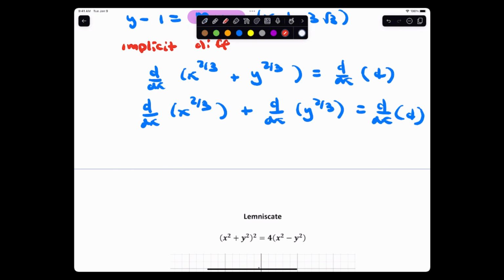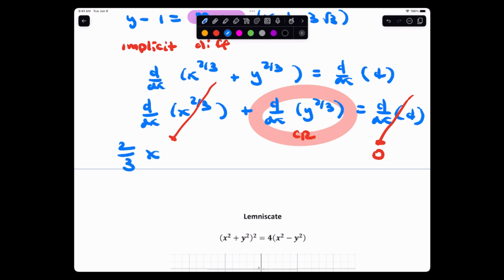Okay, so remember, the only thing you have to be concerned with is here. This is going to be what again? Chain rule. This is going to be 0. What is this? Do you guys know by power rule? 2/3 x to the what? 2/3 minus 1. This one's going to be again 2/3 y to the what? 2/3 minus 1 by chain rule times y prime. Okay, you guys okay with that?